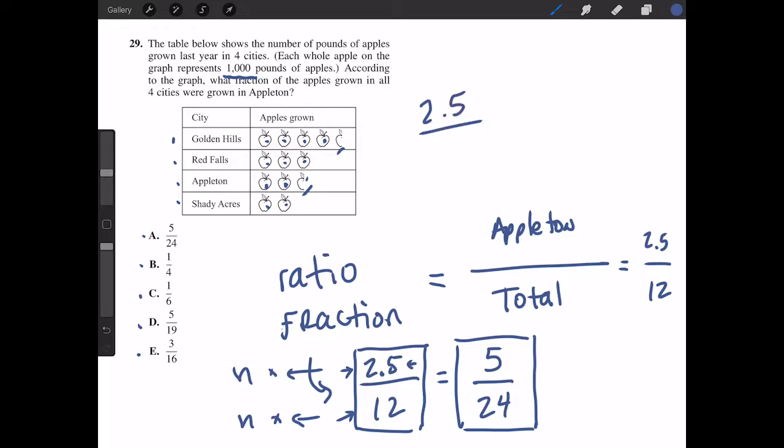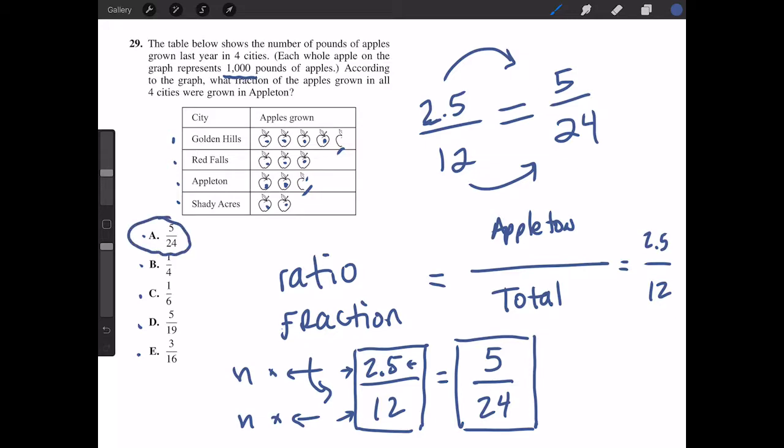In other words, the fraction 2.5 divided by 12 is exactly the same as 5 divided by 24, because all we did was multiply both the numerator and the denominator times 2, and that will always give us equivalent fractions, as long as the number used on the numerator and the denominator is the same. So now when we look at our choices, we realize that we have a match. Choice A, 5 out of every 24 apples were grown in Appleton.